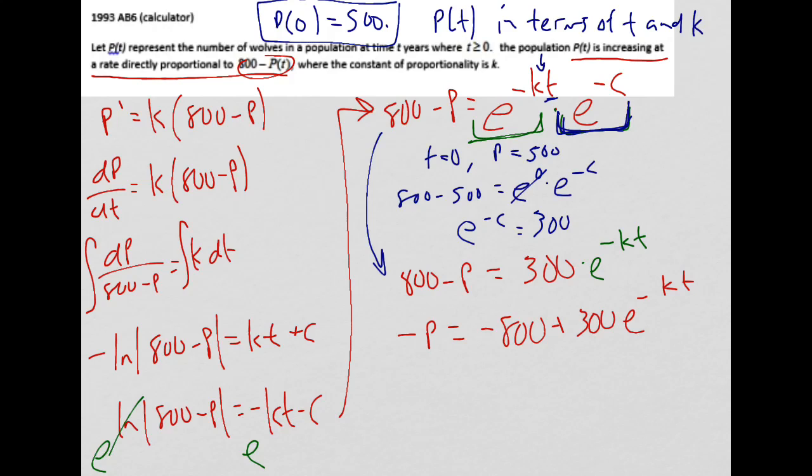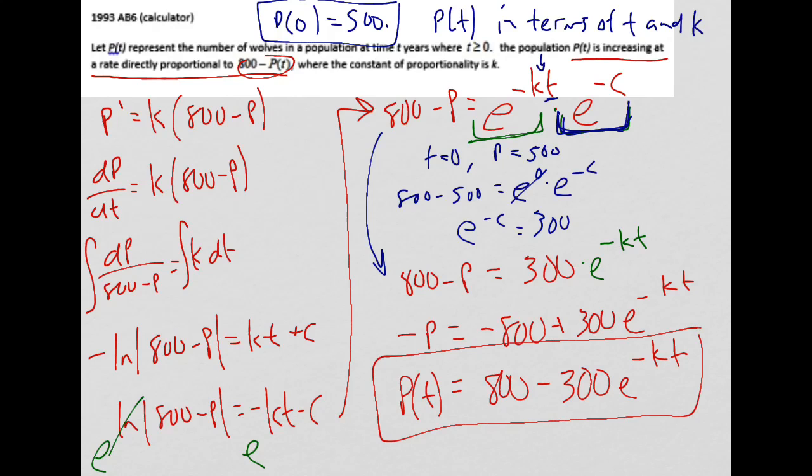And then if I multiply by negative 1, I get that P, which is a function of t, so I can write P of t equals 800 minus 300 e to the negative Kt. And that's my final answer for this part A, because remember, it said find P of t in terms of t and K, and e is a letter here, but that represents a number, right? So number, number, number, t, K, I've got P of t in terms of t and K.